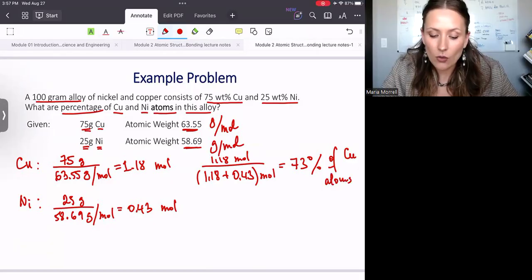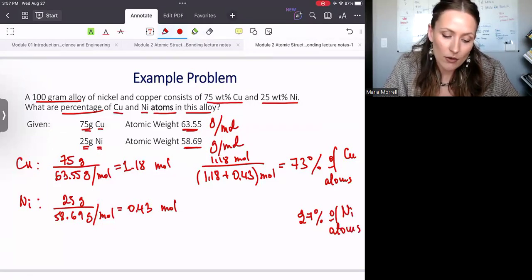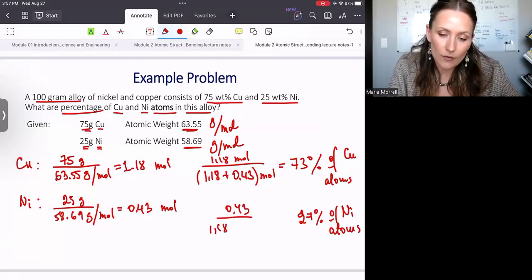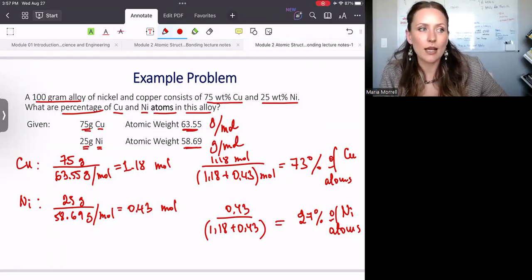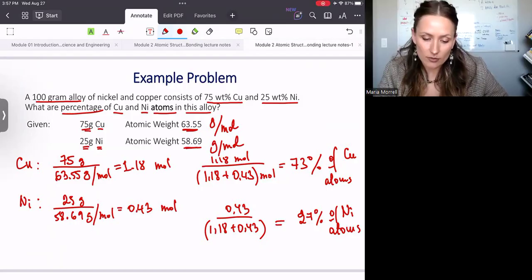Right away, I know that I will have 27%, which is the remaining nickel atoms. But perhaps we can also do the math just in case, to double check. I'm pretty sure it's going to give you the 27%. That is pretty much it.